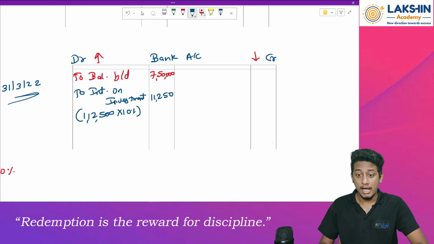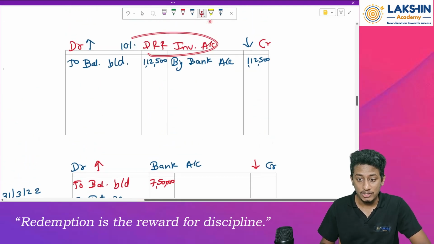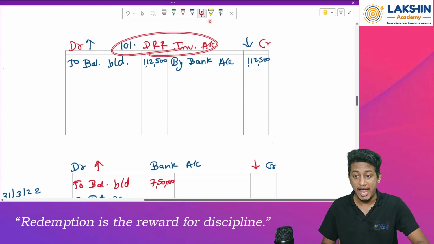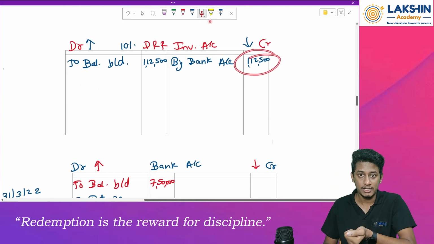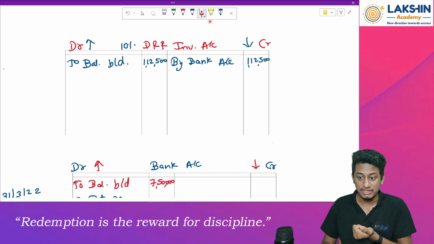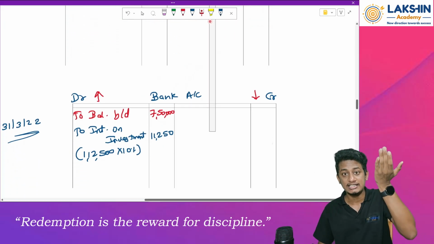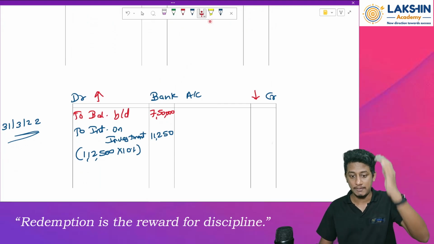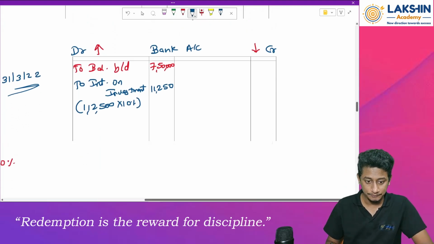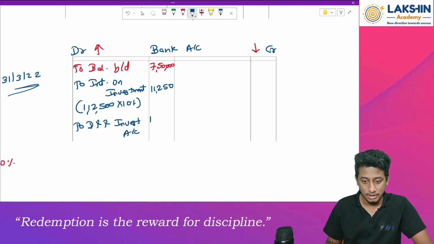Then, we have sold the investment and we have received the amount in the bank account. So, this amount will be transferred to the debit side of the bank account, because the bank balance is increasing, and whenever the bank balance increases, we will debit the account. So, to DRR investment account, rupees 1,12,500.